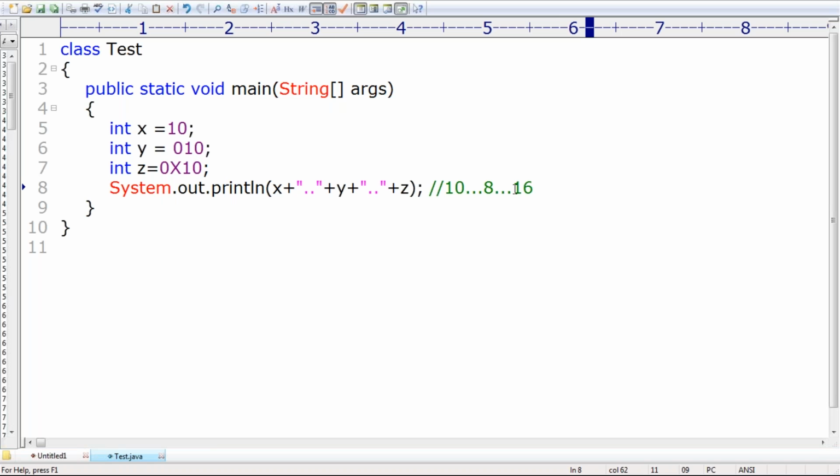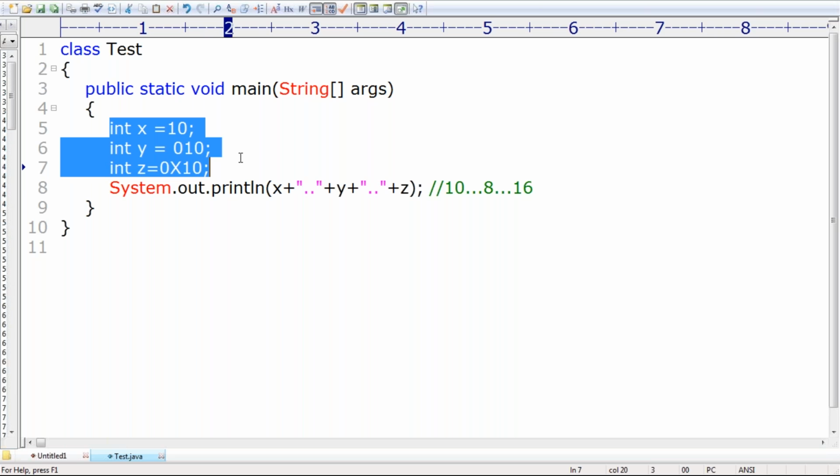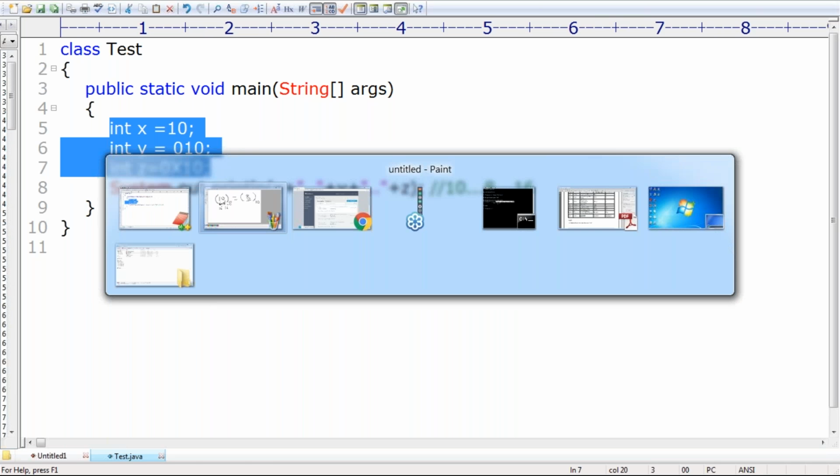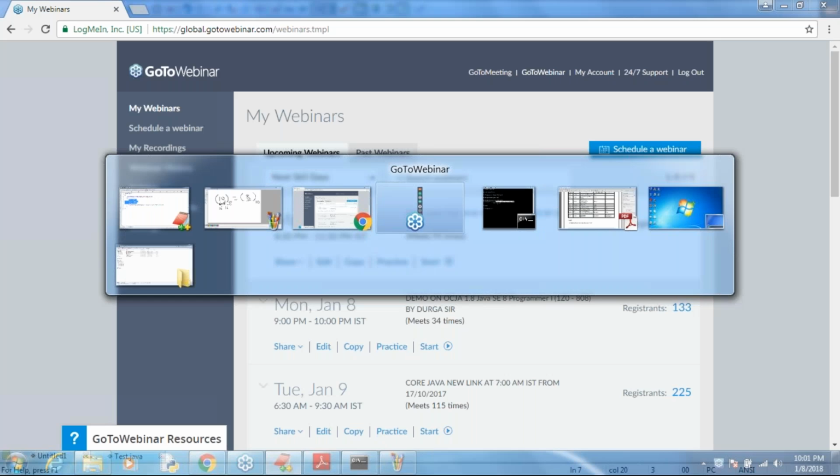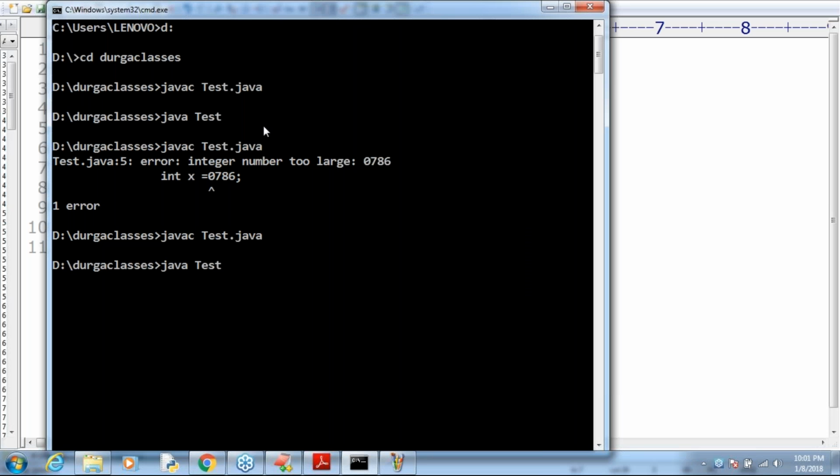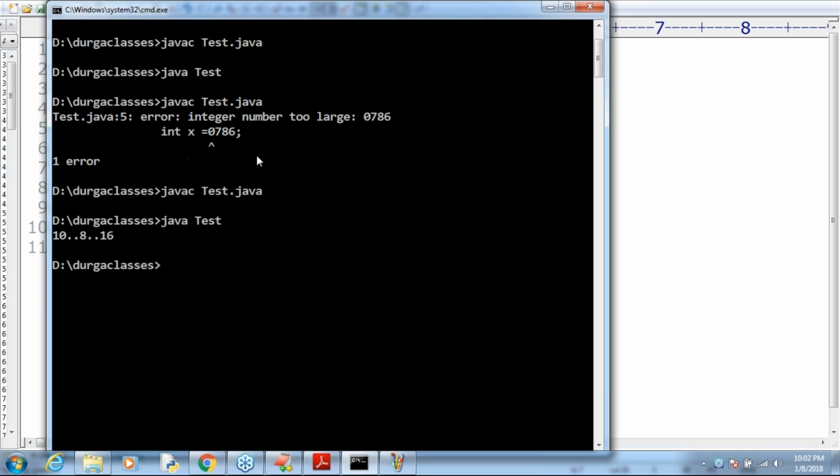Sir, you should be aware of this point also. JVM is always going to provide the values only in decimal form, even though you specified octal, decimal, or hexadecimal. Okay, let me execute this code, sir. Observe that. Compile is fine. What is the output by default? 10, 8, 16. Any explanation required? Are you in a position to understand, right? This is a very, very important point for you people.